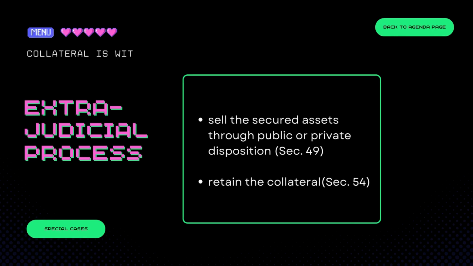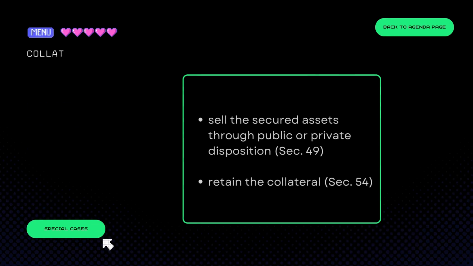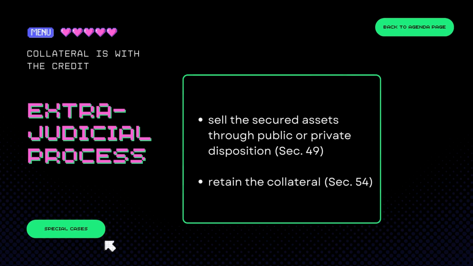Let's proceed in the assumption that the debt is already defaulted and the collateral is with the creditor. Under the extrajudicial process, the secured creditor can simply sell the secured assets through public or private disposition, which is provided for under Section 49, or retain the collateral, which is provided for under Section 54. There are also special cases where extrajudicial process applies other than the two already mentioned.